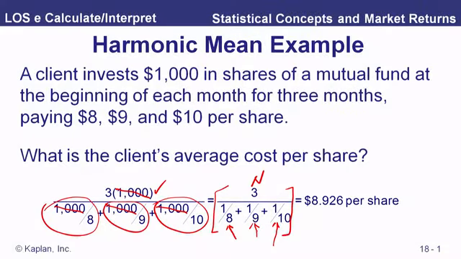So now, even if you forget the formula, just remember, the harmonic mean is your average cost per share. So you can figure it directly, or if you need the formula, you can kind of back it out of that direct calculation. And so we get a harmonic mean, an average price per share, of $8.926. Well, notice the simple average of 8, 9, and 10 is 9, so it's a little bit less than that.